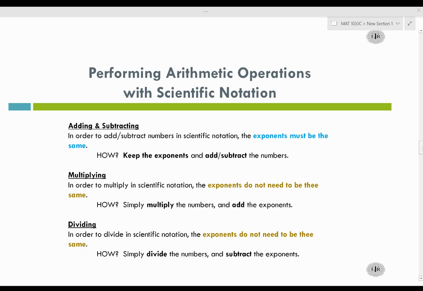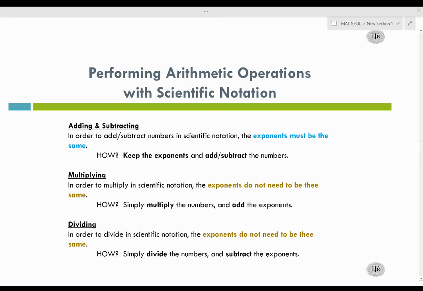All right, you guys, so in the previous video, we learned how to convert numbers that were written in scientific notation to standard notation, and we also looked at how to do the reverse. So if they were in standard notation, how to write them in scientific notation. So now what we're going to do, we're going to look at arithmetic operations with scientific notation.